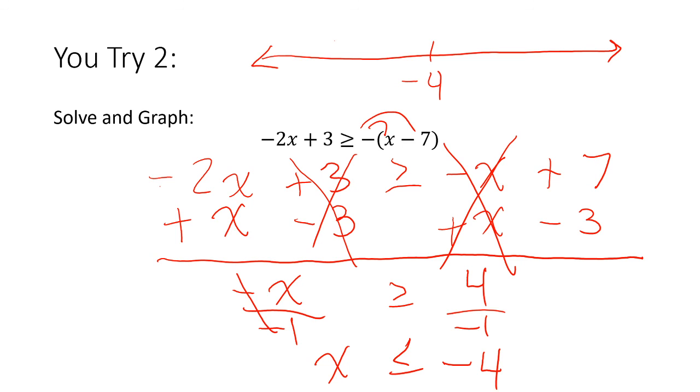Here's negative 4, here's negative 5, here's negative 3. This time it does include negative 4, so I'm going to draw a solid dot. And x is smaller than negative 4, so I'm going to draw my arrow pointing to the left.